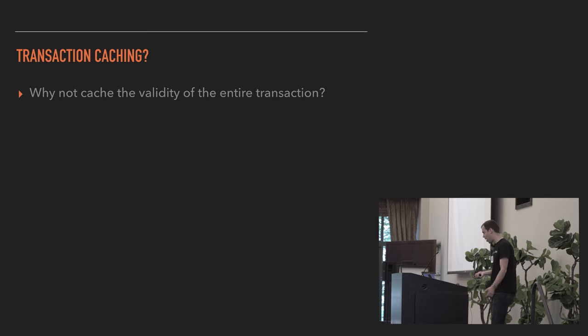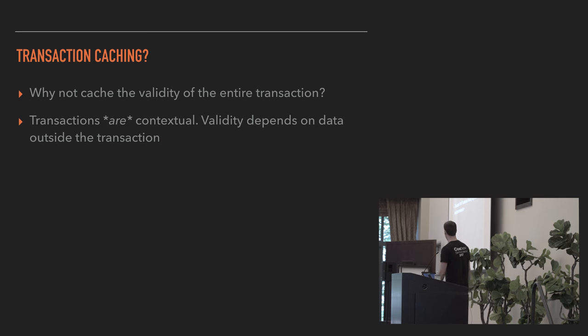So why don't we just cache the entire transaction? Well, because transactions are contextual, right? The validity of a transaction depends on data outside the transaction. A transaction could be valid in one block, but invalid in a different block. For example, lock time is some kind of contextual validity for a transaction. So we can't just cache the entire validity of the transaction. Any questions about that before we move on?